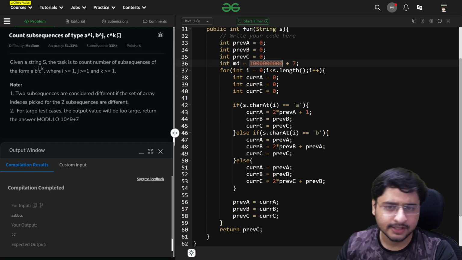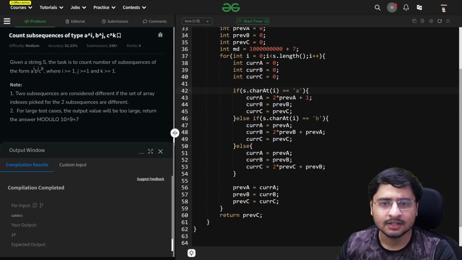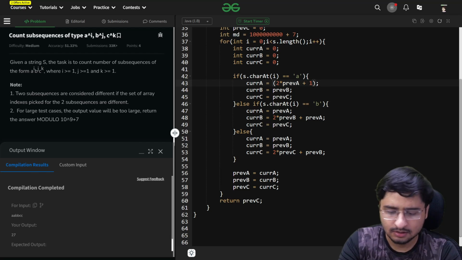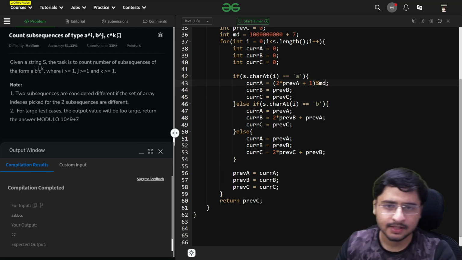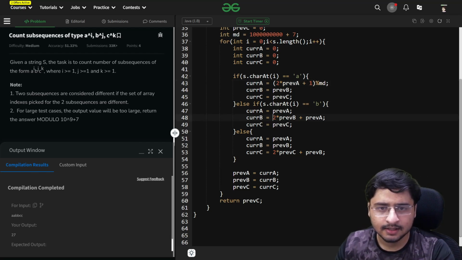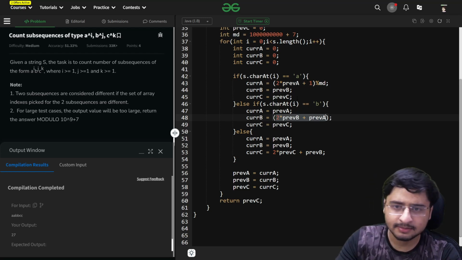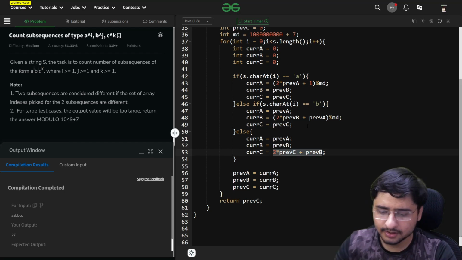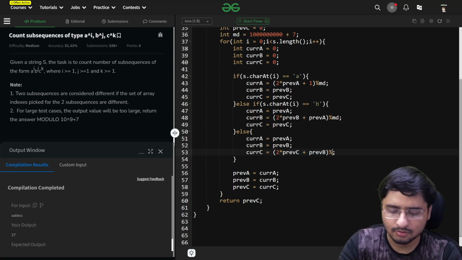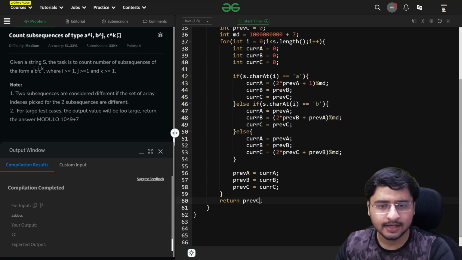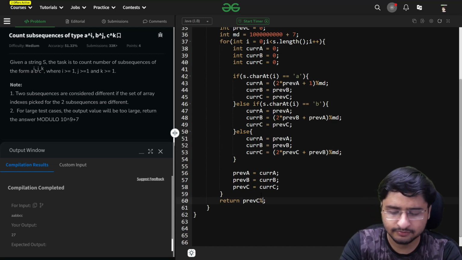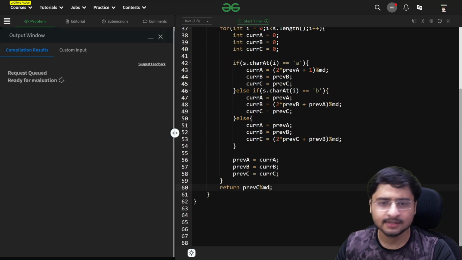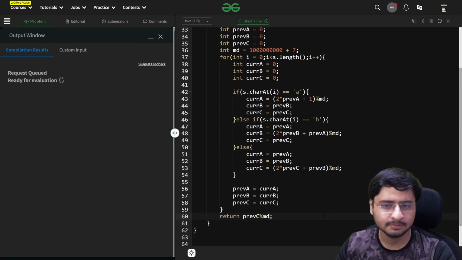There are multiple ways to write this expression. I'm just writing the simpler way. So here we are going to do what? I'll just do mod md here as well. Wherever we are doing a mathematical operation, mod md, and here also we're going to do mod md. In the end as well, just for the sake of clarity, let's do mod md. Let's try to submit this now. Let's see if it gets submitted or not.